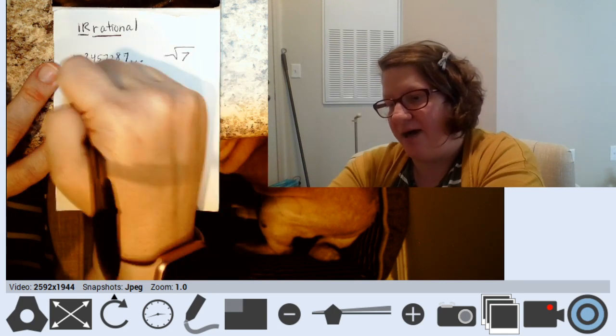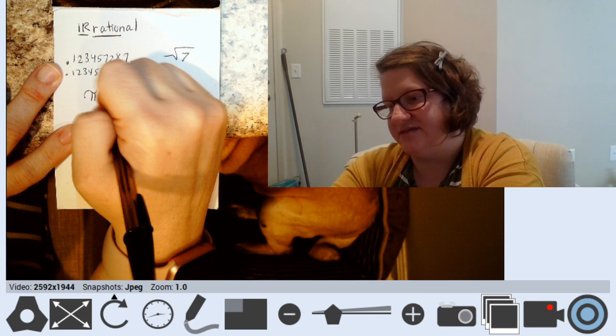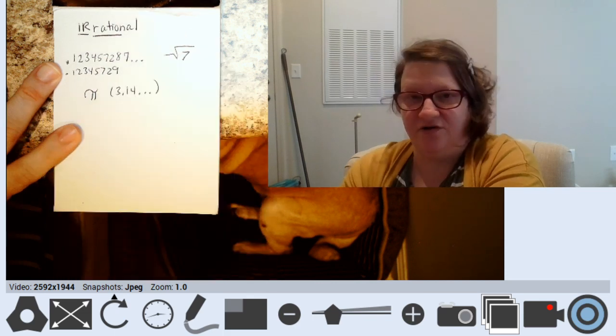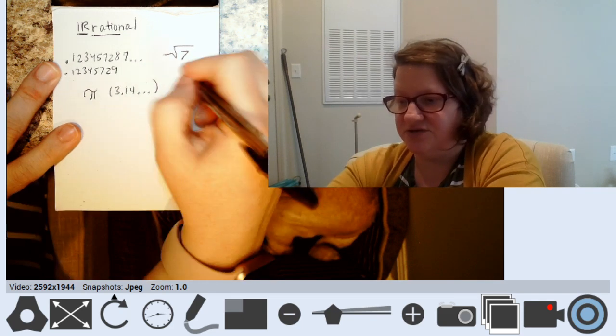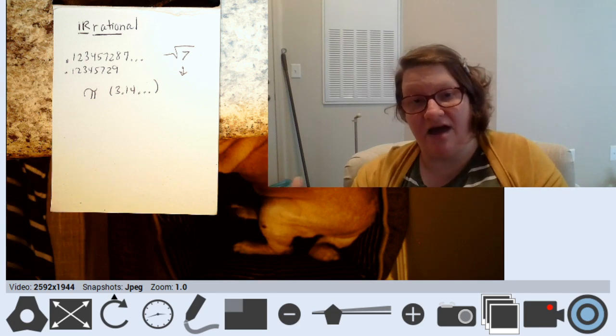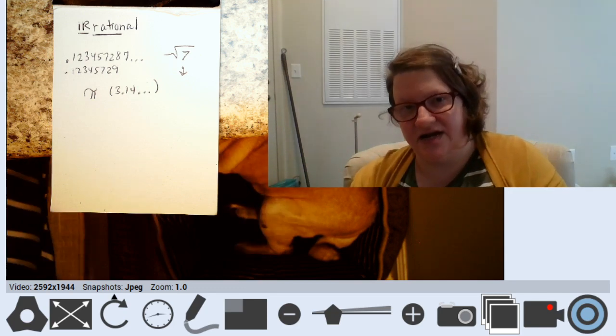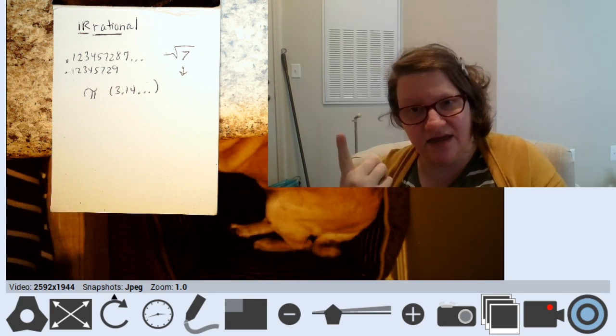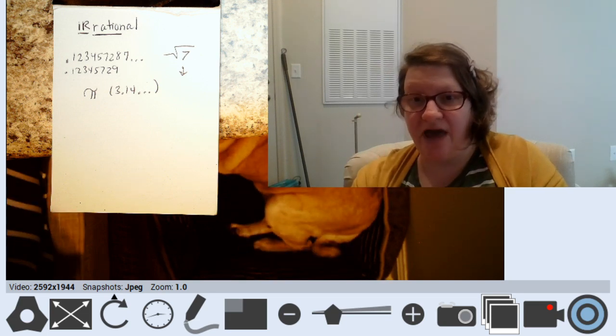We also know about pi, the very famous irrational number that's written as a never-ending decimal. This too is written as a never-ending decimal. If you put the square root of 7 into your calculator, it will give you a never-ending decimal. And all these irrational numbers are decimals that never end and don't have a pattern.